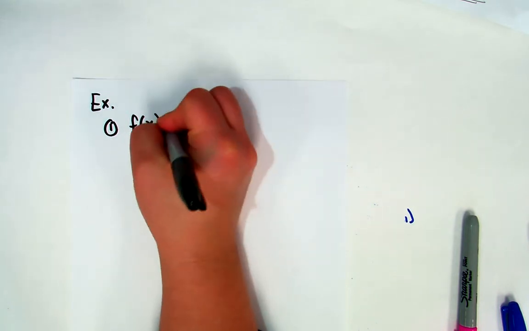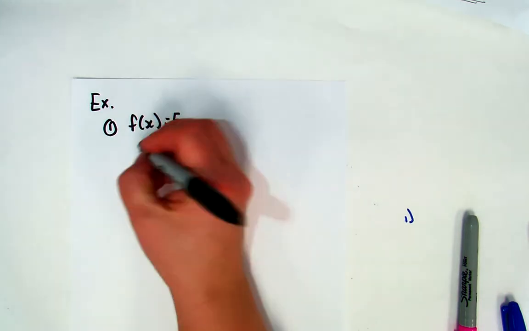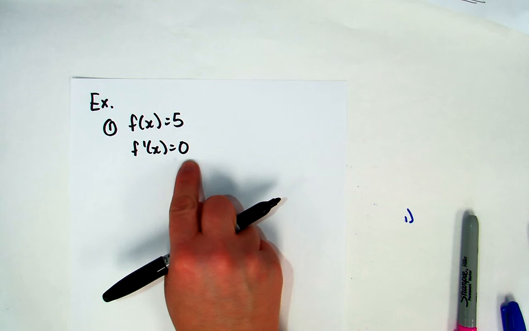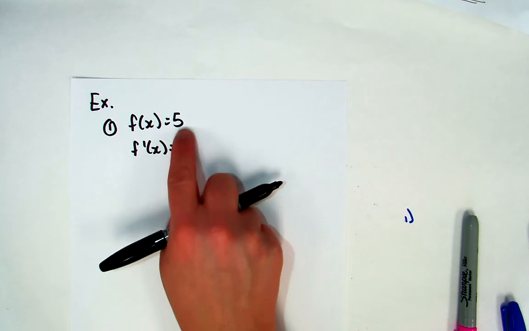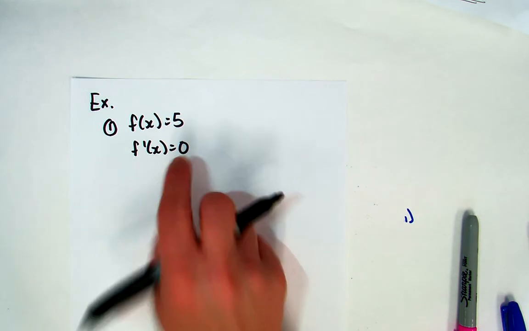So f at x equal to 5. 5 is a constant. There's no rate of change, so I know f prime at x equals 0. So whenever you have a number, the derivative is 0. So as long as there's no variance or variable, so no change, the rate of change is always 0.